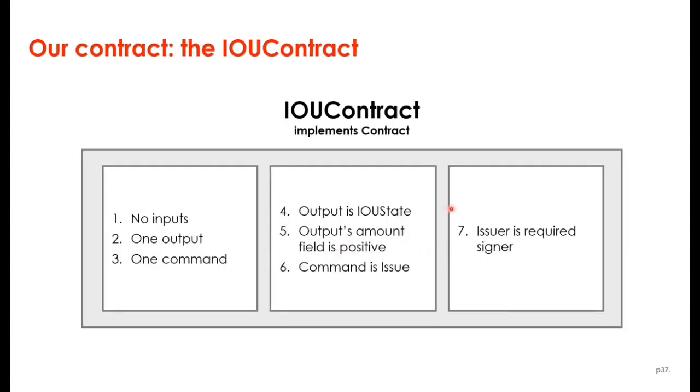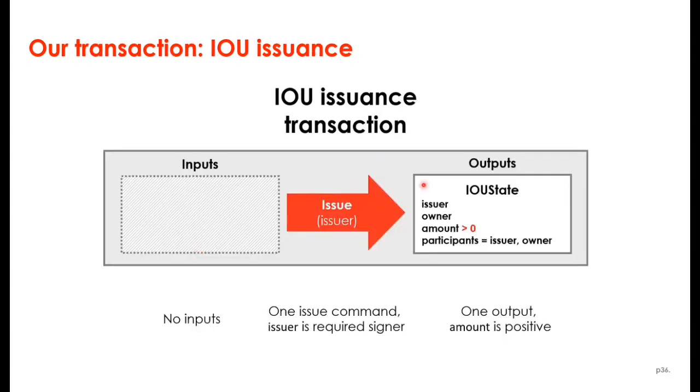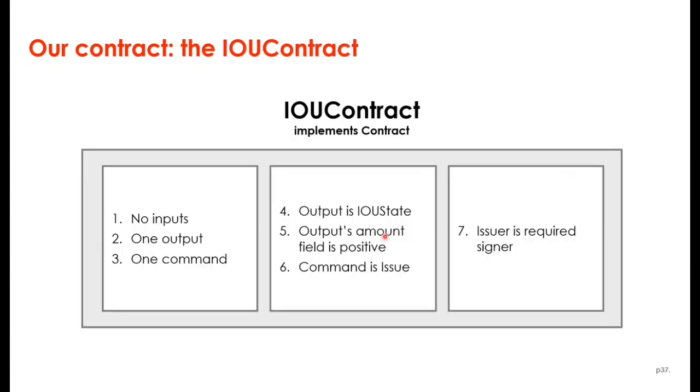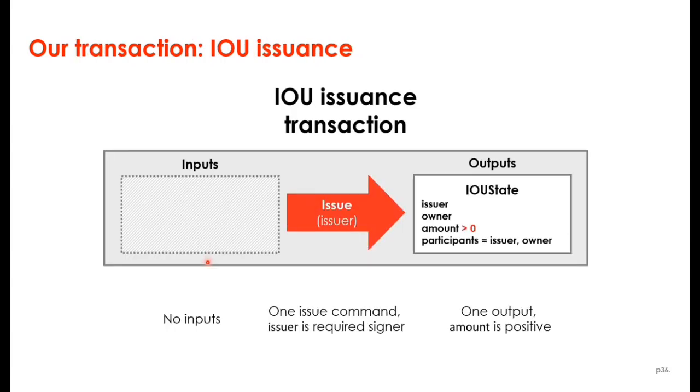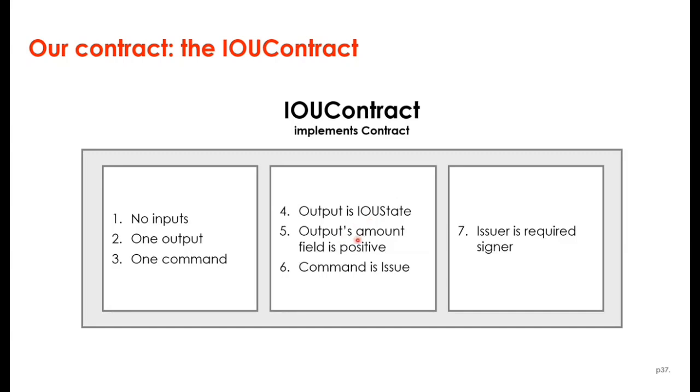Again, if we look through all of our IOU contract, that class that implements contract, we'll see there are no inputs, one output. I think we just saw that on the previous. So we have that one output state. We have the one command. Again, you see the one command and the one output state. Well, we see that right here. Output is the IOU state, and the output field is positive, and the command is issue. So we see here the command is issue, and the issuer is the required signature.